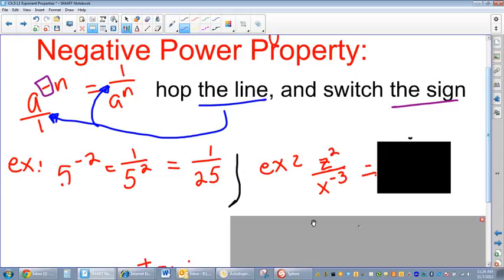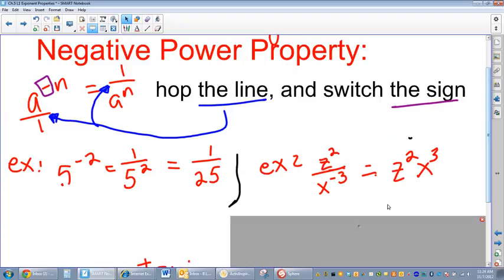Okay, so what you wanted to do is you wanted to bring the x to the negative 3 to the top and make it positive. So you get z squared times x cubed. Alright, go ahead and try these together.